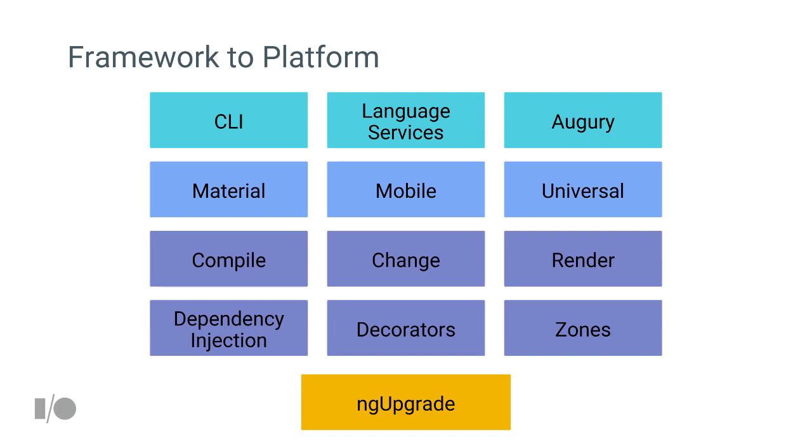And we work with partners like Microsoft on a set of language services that allow you to have intelligent code completion and refactoring in your favorite IDE. And for debug at runtime, we have a tool called Angular Augury. And I'm going to actually show you a little bit about that in a couple minutes. And finally, we have a library called ng-upgrade. ng-upgrade allows you to seamlessly mix and match Angular 1 and Angular 2 components, even in an app running in production, so you can migrate your apps at your own pace.